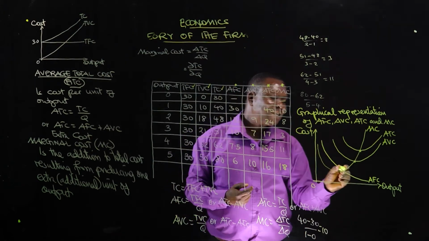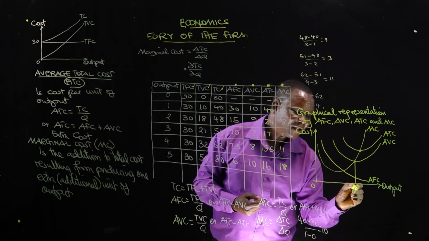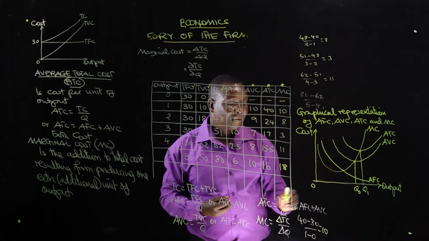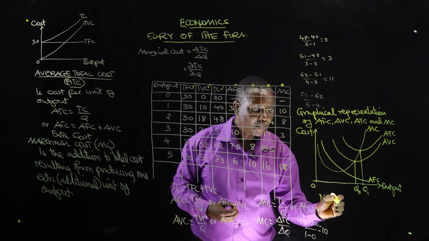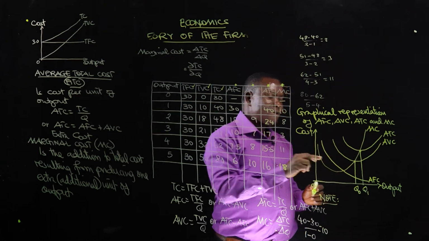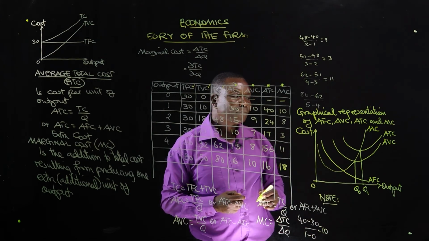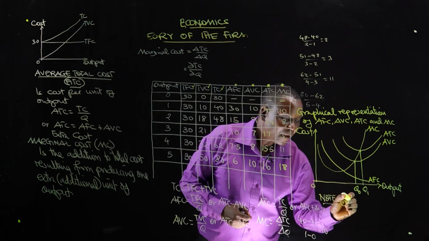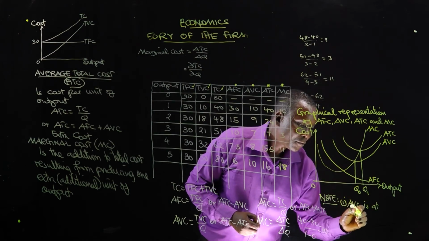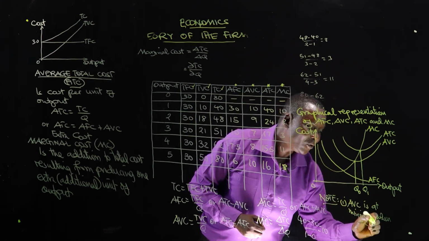Dear students, I would like to illustrate these 2 points. It is very important. We have this as Q0 and this as Q1. Average variable cost reaches its minimum when it is equal to marginal cost. Average variable cost is at minimum when average variable cost is equal to marginal cost.